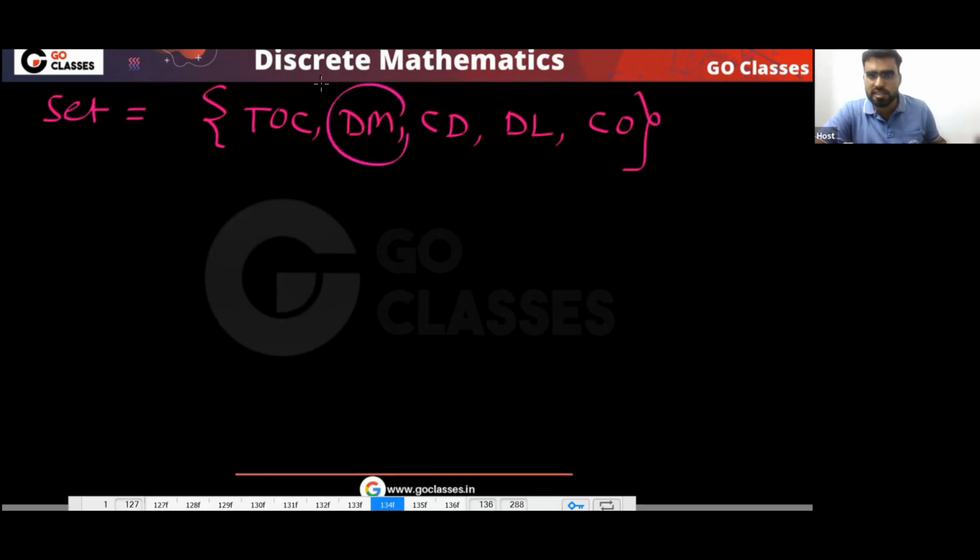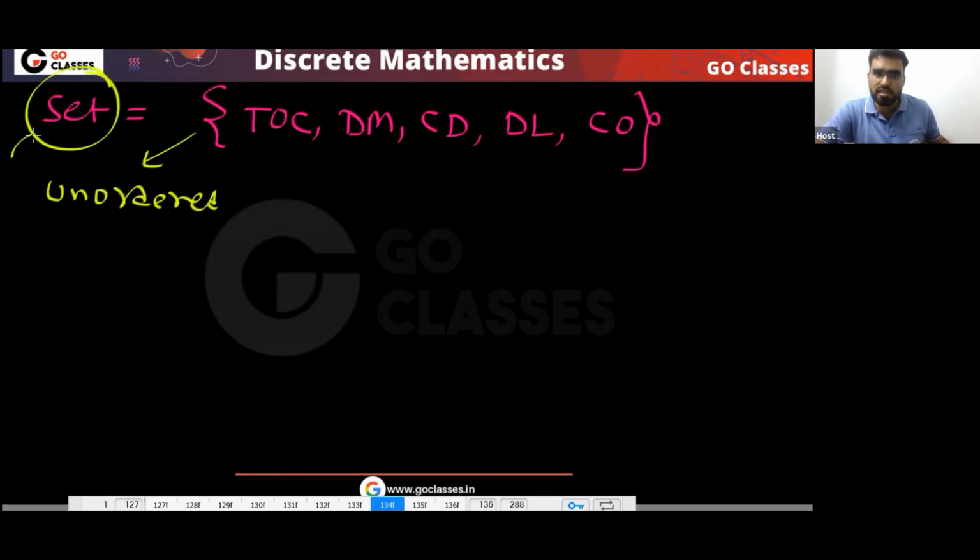Right now we are studying discrete mathematics. After this we will study digital logic, theory of computation. All these subjects we will study. But the point is, this is a set, and this is unordered, right? So this set of subjects is clearly unordered, correct? Yes or no? This is clearly unordered, because set is an unordered collection of elements.